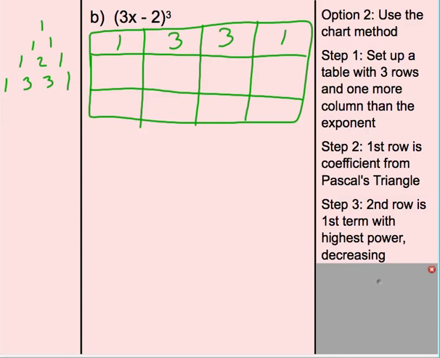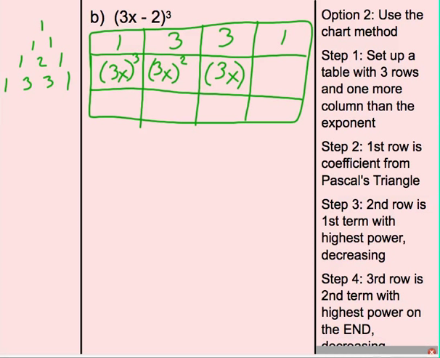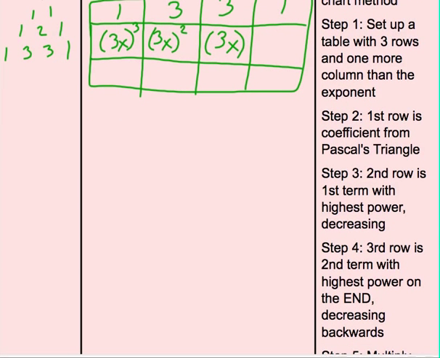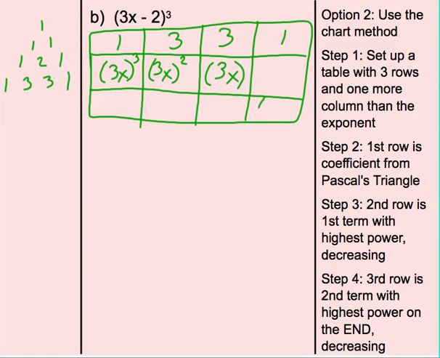My second row will hold the first term, starting with the highest power, decreasing. So we've got 3x cubed, 3x squared, 3x, and then 3x to the 0 power. There won't be anything in that last box. Our third row will have that second term with the highest power on the end, decreasing backwards. So I'm actually starting at the back of the chart this time with my -2 to the third power, -2 squared, -2 to the first power, and then there's nothing in that first box.